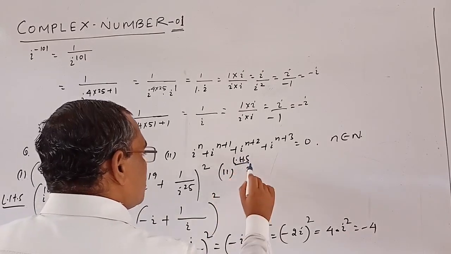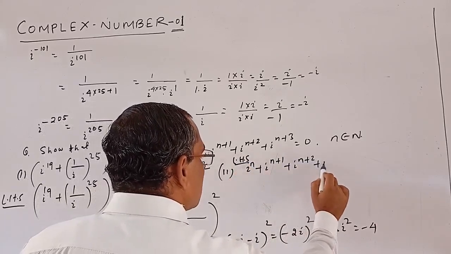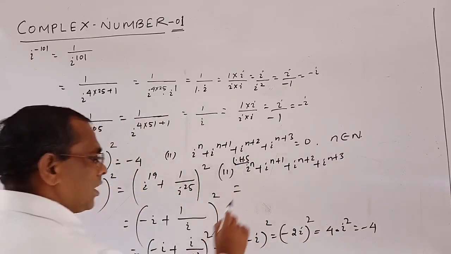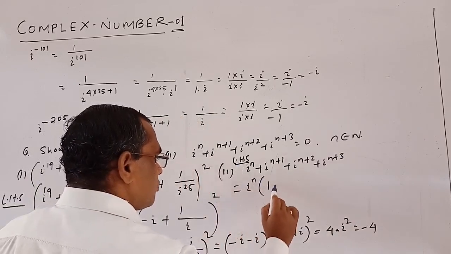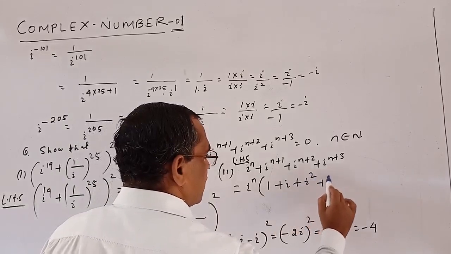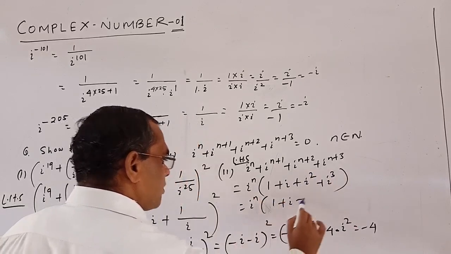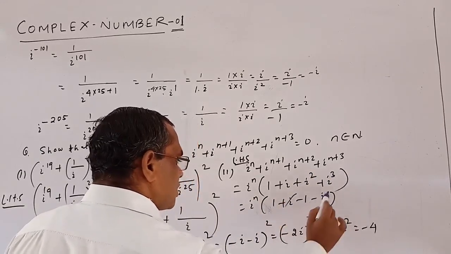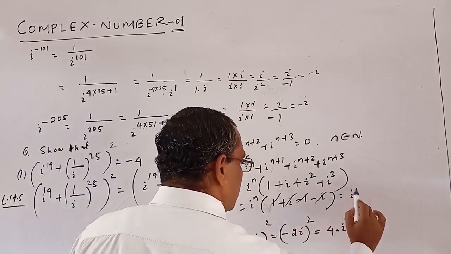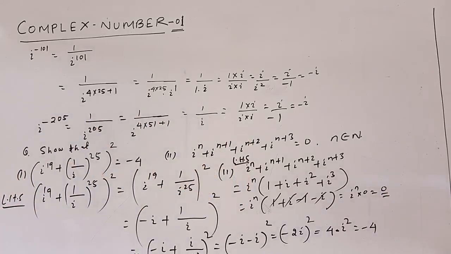LHS part: i^n plus i^(n+1) plus i^(n+2) plus i^(n+3). Now taking i to the power n common, we are left with 1 plus i plus i square plus i cube. So i to the power n into 1 plus i square means minus 1, i cube means minus i. Plus i minus i cancel, plus 1 minus 1 cancel. So i to the power n into 0, this is also 0. Okay, next.